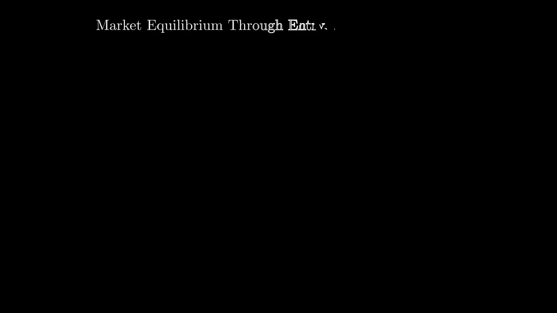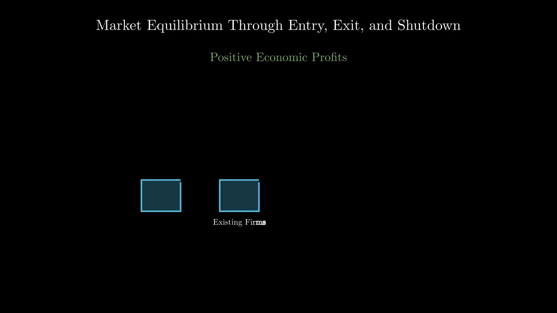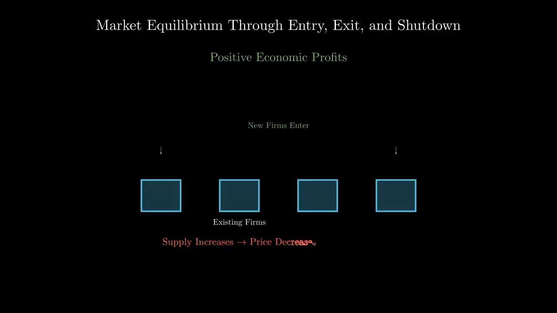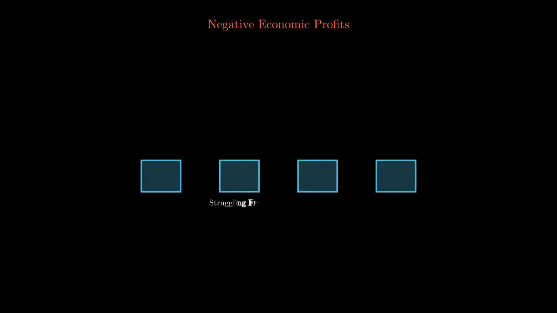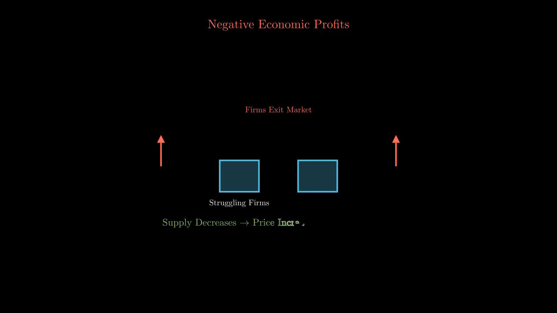Let's summarize. Positive economic profits attract new firms, increasing supply and lowering price until only normal profit remains. Negative economic profits cause firms to exit, decreasing supply and increasing price until normal profit is restored. And finally, if price falls below average variable cost, the firm should shut down in the short run to avoid losses it can't cover. This is how entry, exit, and shutdown decisions keep perfectly competitive markets in balance over time.